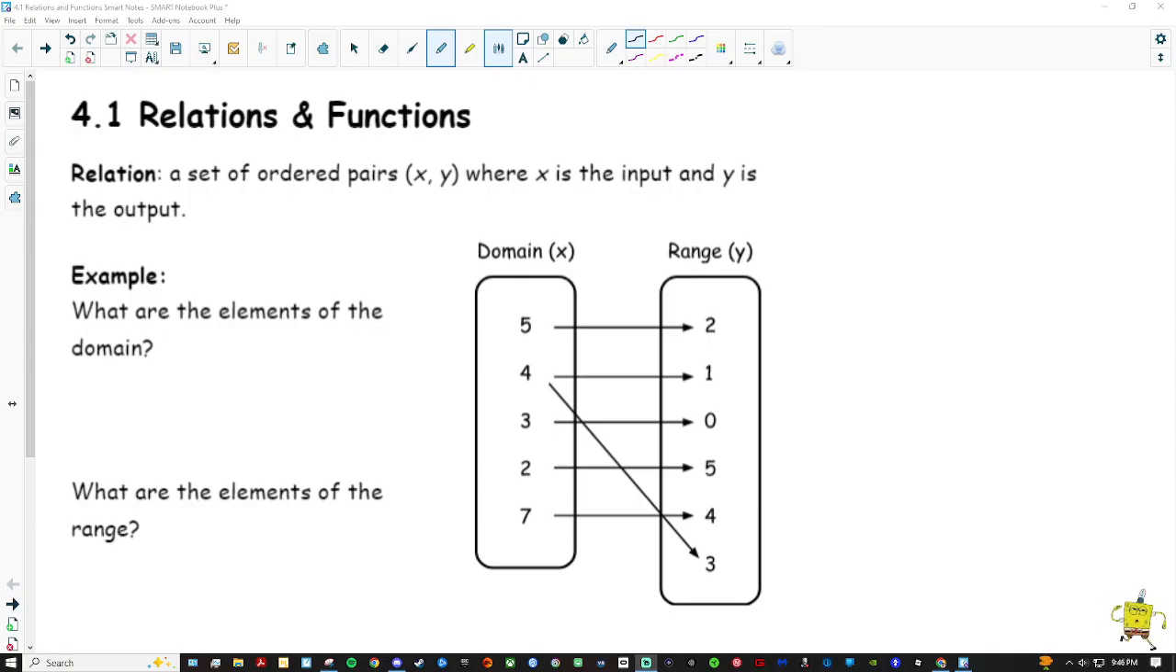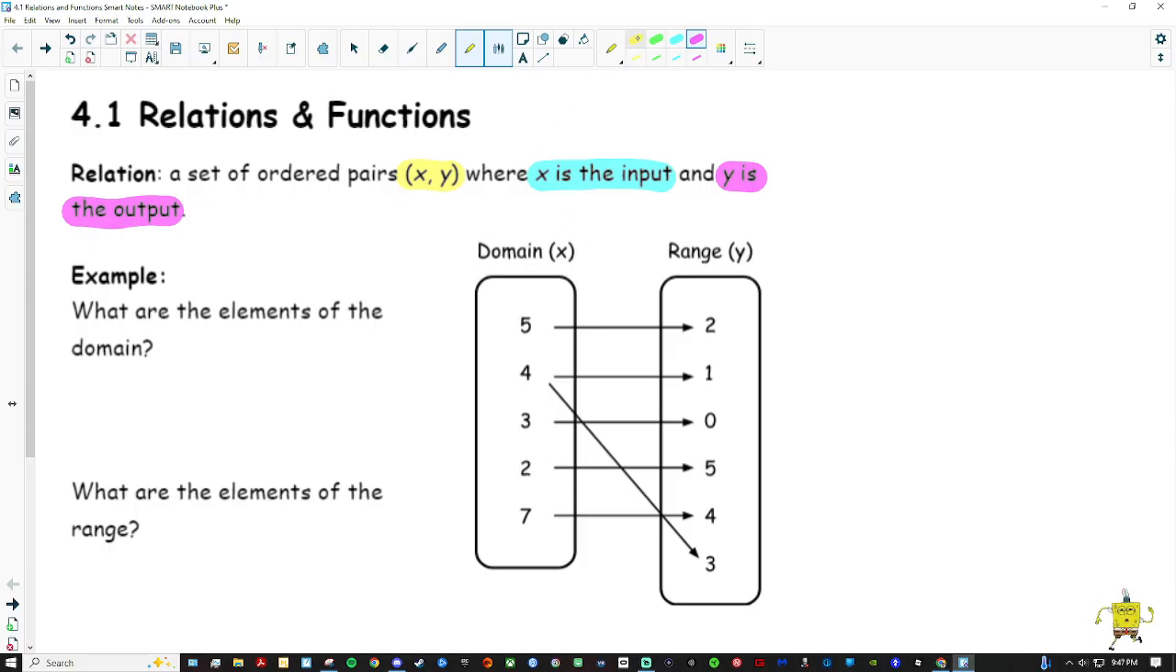Okay, a relation is a set of ordered pairs. Remember, that's a fancy word for points, and all points have an x and a y. We know this, x and y. We call that a coordinate point. X is our input. We put it into the relation, and y is the output. It's what we get out. X is in, y is output. Okay, so here's an example of one way to write a relation.